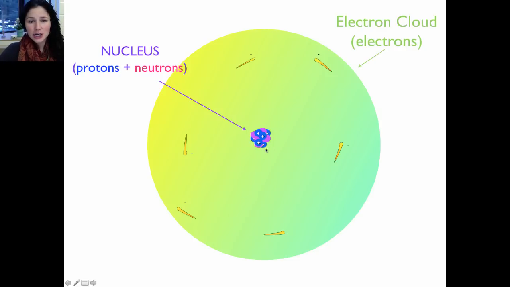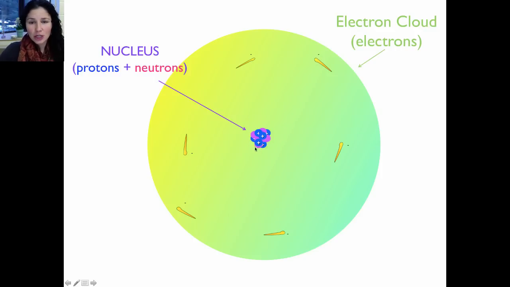In the very center is the nucleus, and the nucleus is made up of protons, which I've represented by these little blue balls with positive charge, and neutrons, which I've represented with little pink balls. These are nuclear particles, and they make up the heaviest part of an atom.